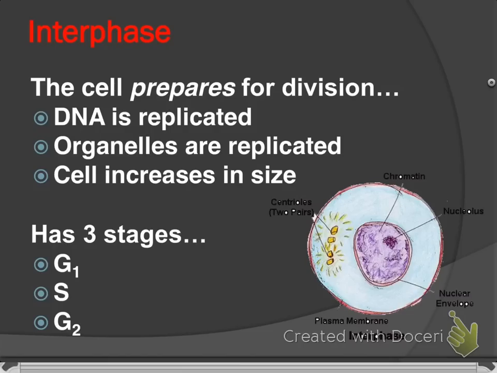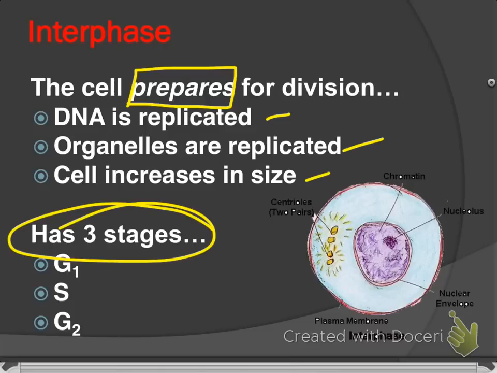So interphase first. This is when the cell is preparing for division. No division is actually going on in interphase. So things happen in interphase. DNA is replicated, organelles are replicated, and the cell gets larger. And like I said, three stages.